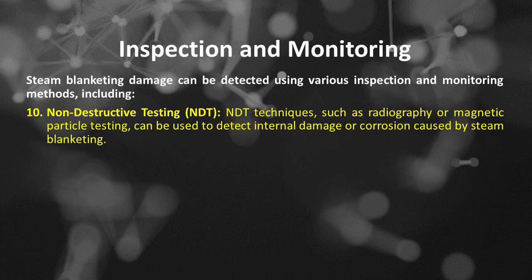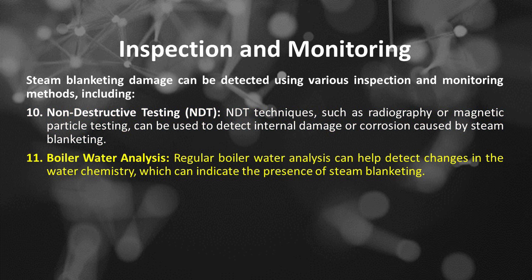Number 10 is non-destructive testing, or NDT. NDT techniques, such as radiography or magnetic particle testing, can be used to detect internal damage or corrosion caused by steam blanketing. Number 11 is boiler water analysis. Regular boiler water analysis can help detect changes in the water chemistry, which can indicate the presence of steam blanketing.